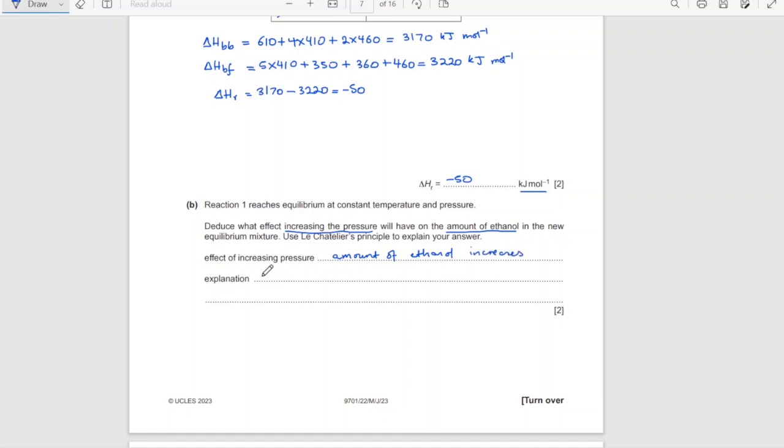And the explanation is that we have fewer moles of gas on the right hand side, the RHS, so the forward reaction is favored. All right.